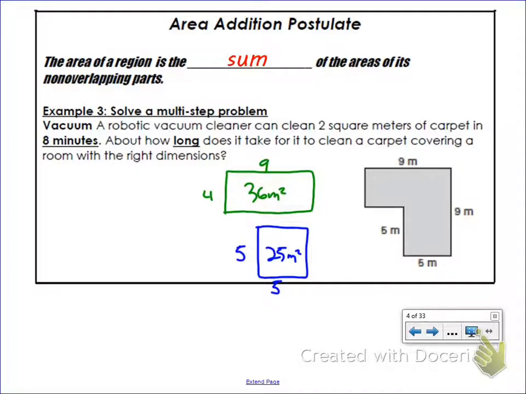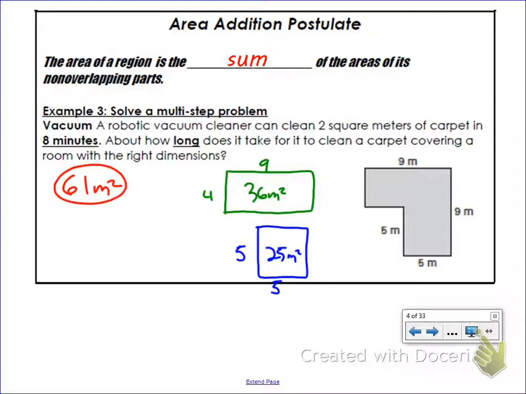Now based on the area addition postulate, we can just go ahead and add these 2 things together, and we can find the green rectangle plus the blue square. 36 plus 25 meters squared is going to be 61 meters squared. So the area of the entire room right here is going to be 61 meters squared.